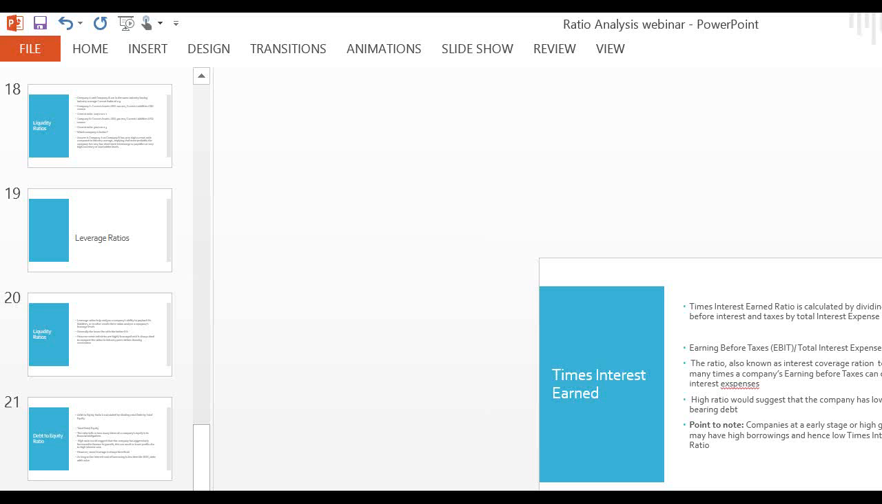Next leverage ratio which we'll cover is times interest earned. The times interest earned ratio is calculated by dividing earnings before interest and taxes by total interest expense. Basically, it tells us what amount of profit the company is earning before paying its taxes and interest, divided by the interest expense. So it tells us how many times that profit is to the interest expense. So it is also called an interest coverage ratio.